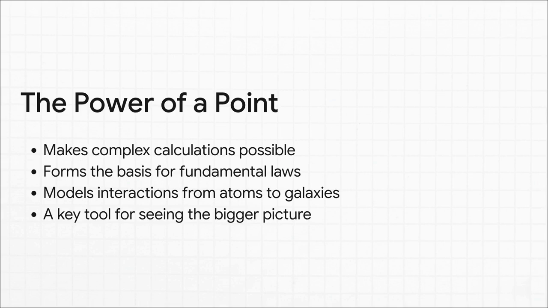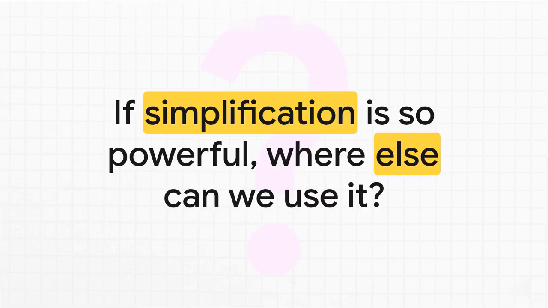It's the absolute foundation for major laws like Coulomb's law because it gives us a single point to measure distance from. I mean, this one idea lets us model everything, from the dance of electrons inside an atom to the gravitational pull between distant stars. It's the ultimate tool for seeing the bigger picture. And that really leaves us with a final thought, doesn't it? If strategically ignoring detail is one of the most powerful tools physics has for understanding the entire universe, where else in our own lives could a little simplification bring a whole lot more clarity?